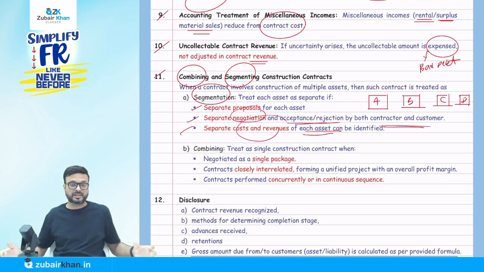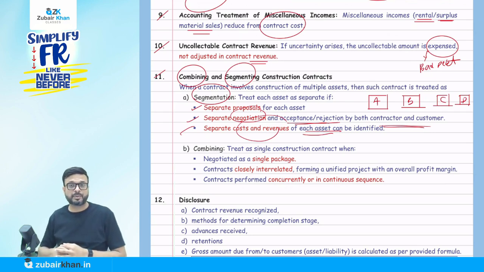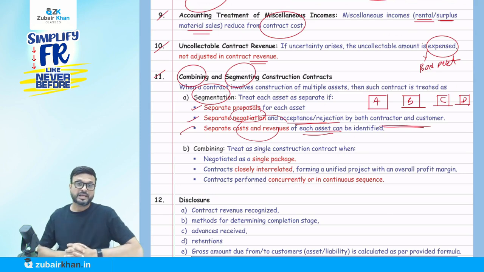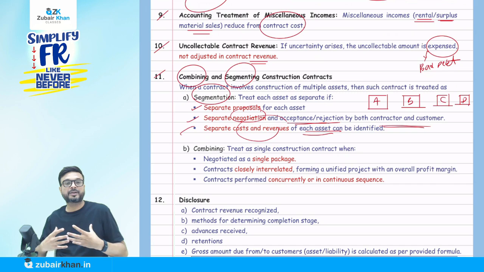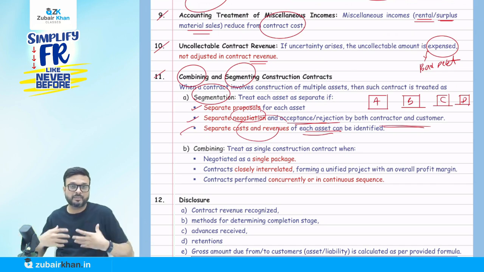If these 3 conditions are satisfied, then we call them a segmentation. A separate proposal has been submitted for them, separate negotiation has been done, and separate cost and revenue can be identified for each of them. Then they are different contracts. We are going to find out separate revenue, separate cost, separate percentage of work completed, and separate profit for each of them.